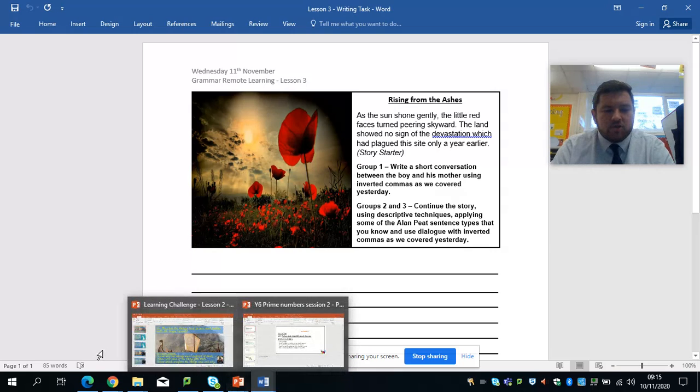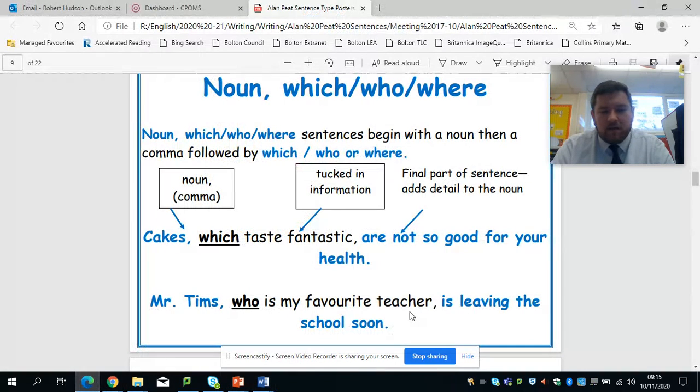Now, to go with that, I added another sheet. I've asked us on our plan of lessons to think about using relative clauses, and this is the Alan Peake structure that will help you to show you can use relative clauses. So we have noun, who, which, and where sentences. This is how they work.